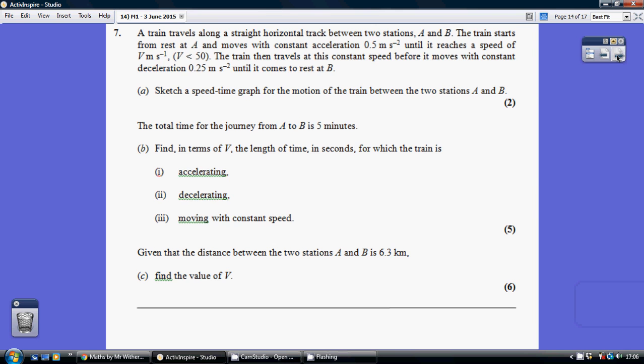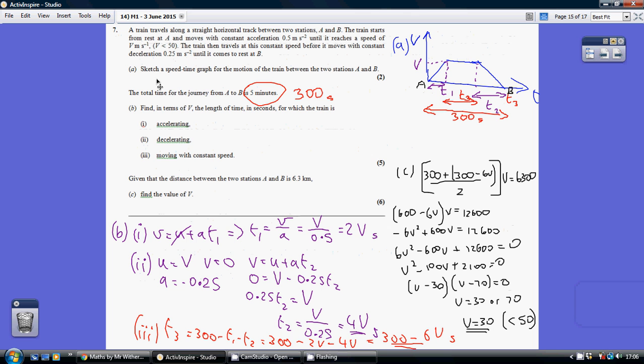Question 7. So for part A, sketch a speed time graph for the motion of the train between the two stations A and B. I've done that up here.